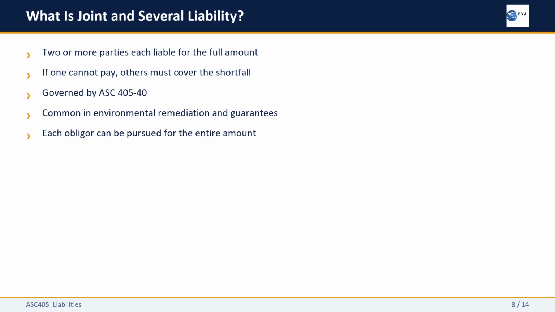Watch out for this one. Joint and several liability is not the same as proportionate liability. Under joint and several liability, each party is independently responsible for the full obligation. If your co-obligors cannot pay their share, the creditor or regulator can come to you for the entire amount. This concept appears most often in environmental remediation cases where multiple entities contaminated the same site, in loan guarantees, and in partnership obligations.